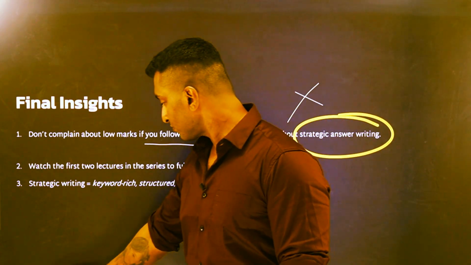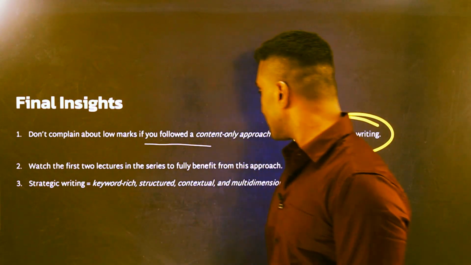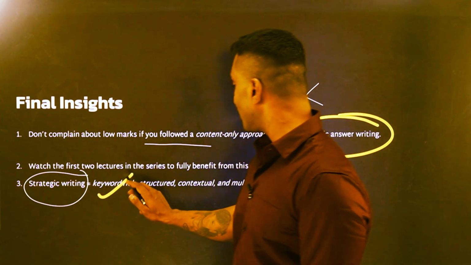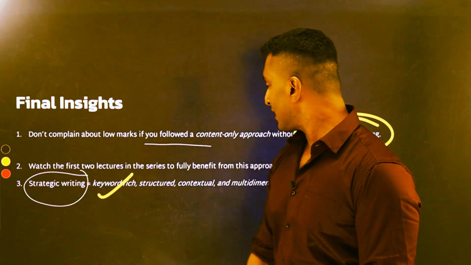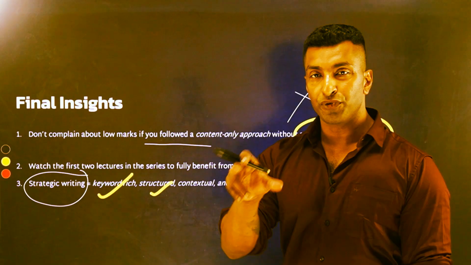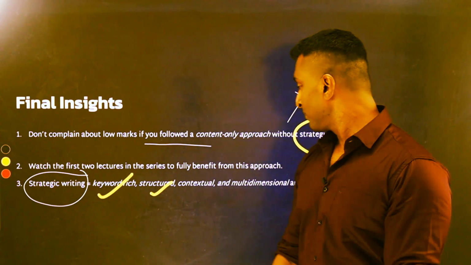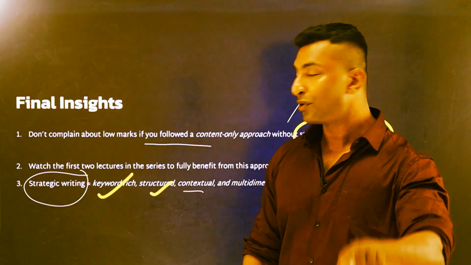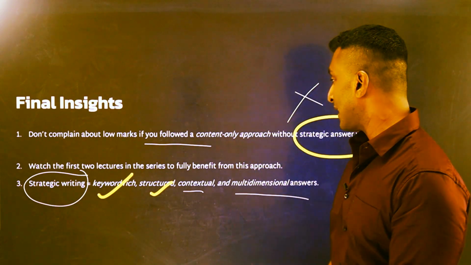So that's all I want to discuss. So what does strategic writing mean? We need it to be keyword rich. You need to show technical depth. It should be properly structured with flow, coherence and connection. Then it should be contextual. The demand of the question needs to be understood, and based on that you write, with multidimensional answers.